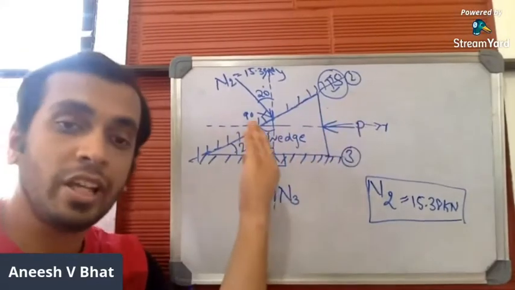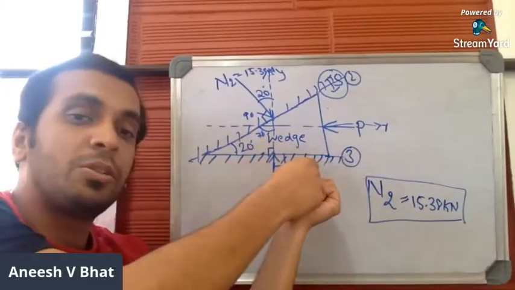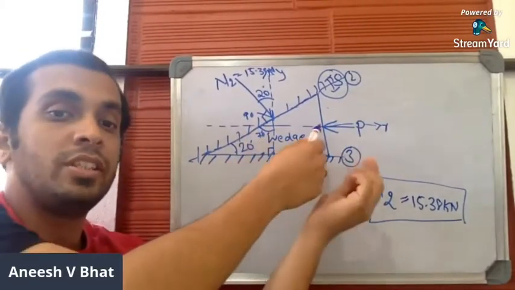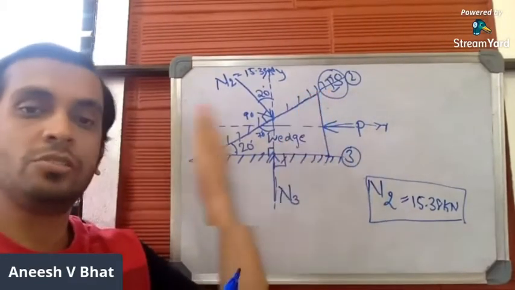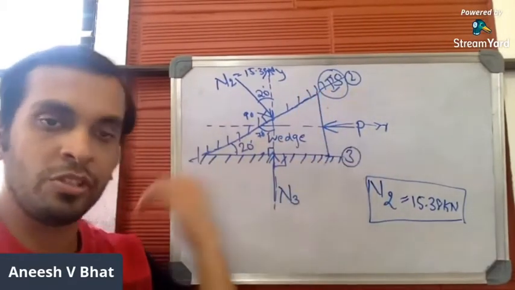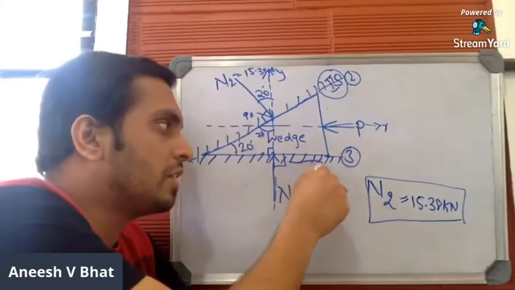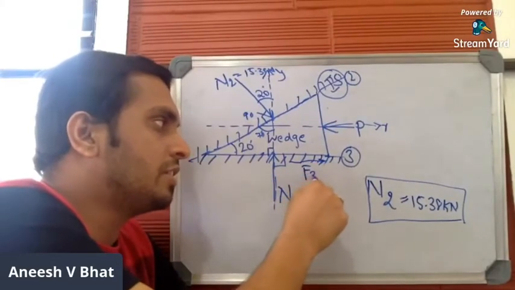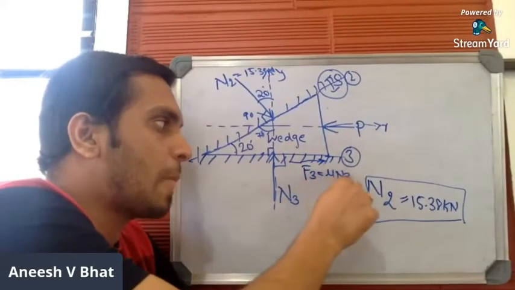Now, when you push the wedge inside, it's time to mark the frictional resistance. When you push the wedge inside, the trend of motion with respect to surface number 3, the horizontal surface, is horizontal to the left. So when the wedge moves horizontally to the left, the frictional resistance will act horizontally to the right. Let me write this as F3 is equal to mu into N3.